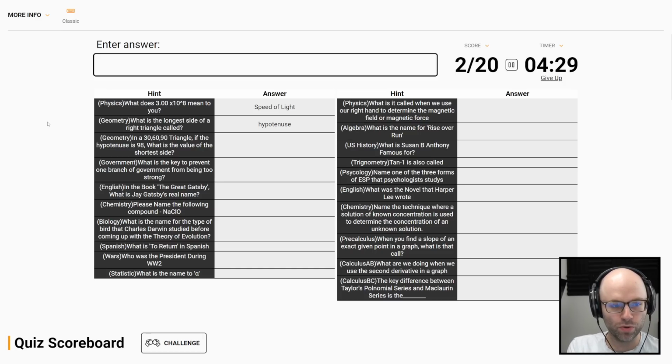What is the key to prevent one branch of government from being too strong? Checks and balances. Gatsby's real name in The Great Gatsby? I have no idea. Please name the following compound. NaClO. That's sodium chloroxide. That's chloroxic sodiol. That's air salts.